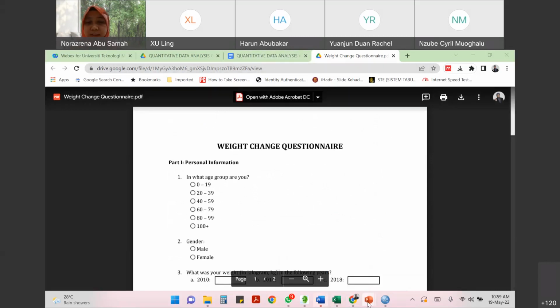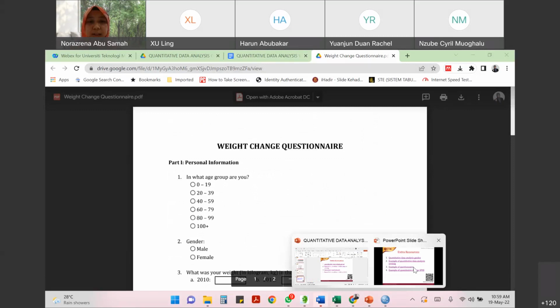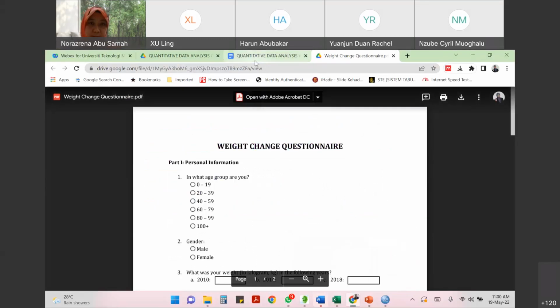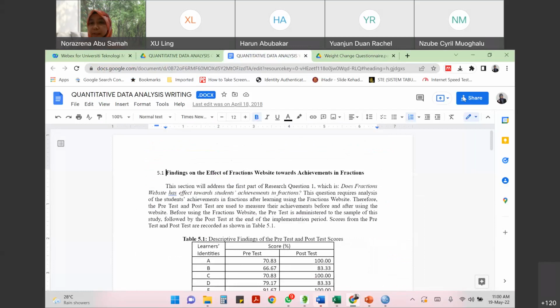Okay, I skip the example of quantitative. So for the quantitative, this is an example of writing. This is just an example of how to write your chapter 4 or 5. It depends whether it is in your chapter 4 or chapter 5. Normally for educational technology, it is in chapter 5. But if you don't develop anything, then it will be in chapter 4.